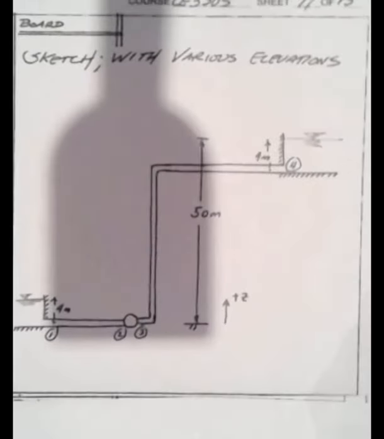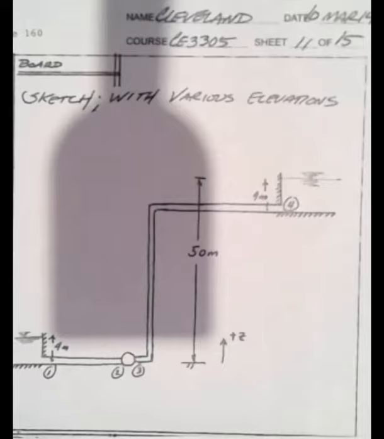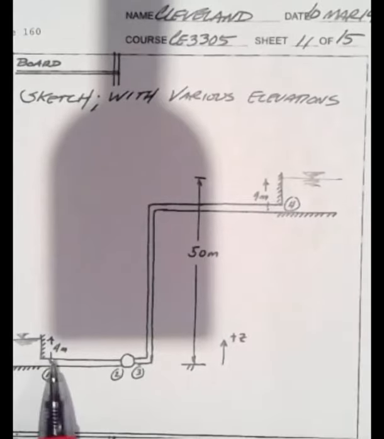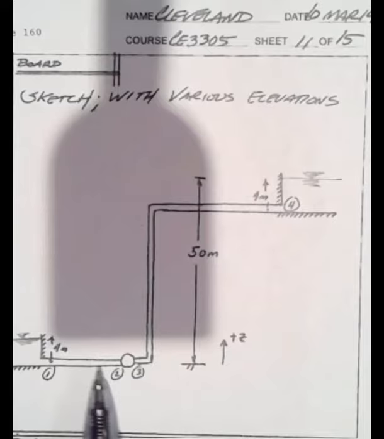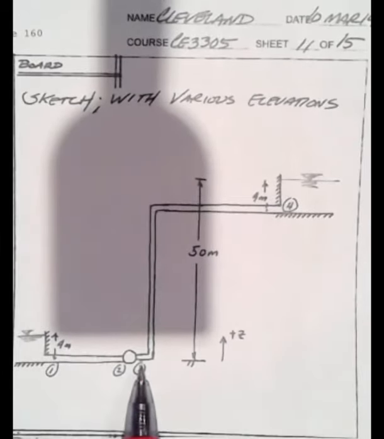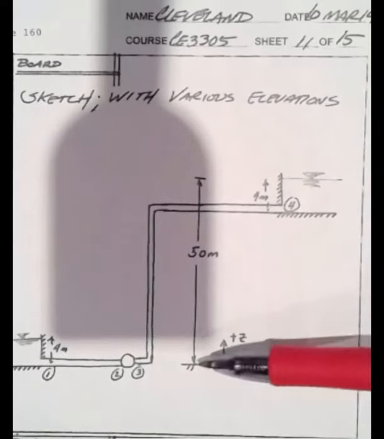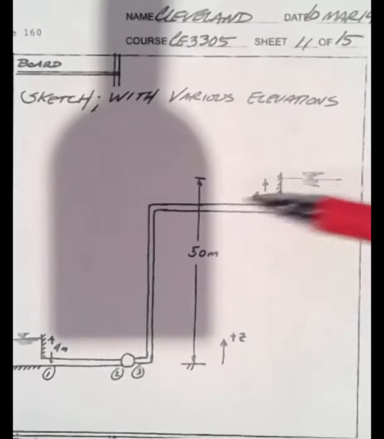So, as we already know to do, go ahead and make a sketch with the various elevations. So here's reservoir number 1. Here's reservoir number 2. We have points 1, 2, 3, and 4. Point 2 is the suction side of the pump. Point 3 is the discharge side of the pump. And based on the problem statement, moving this elevation to that elevation are 50 meters apart.